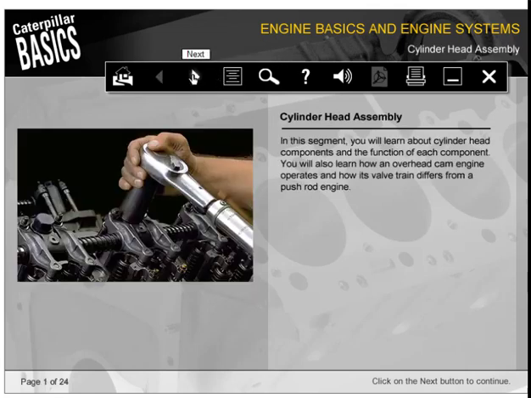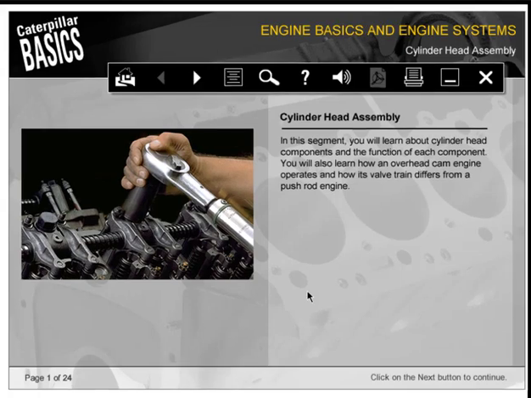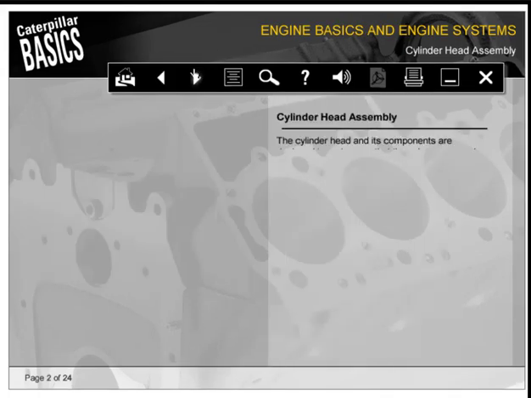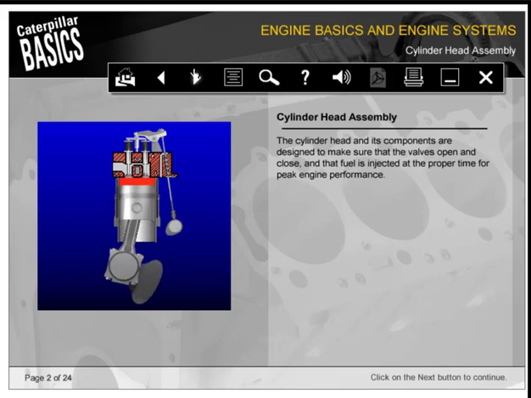In this segment, you will learn about cylinder head components and the function of each component. You will also learn how an overhead cam engine operates and how its valve train differs from a pushrod engine. The cylinder head and its components are designed to make sure that the valves open and close and that fuel is injected at the proper time for peak engine performance.